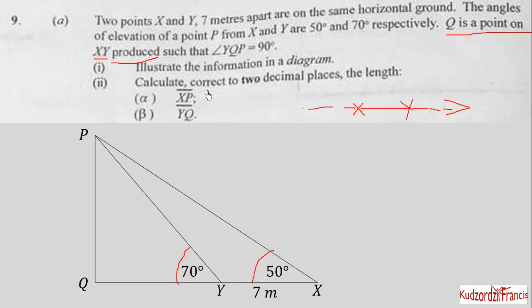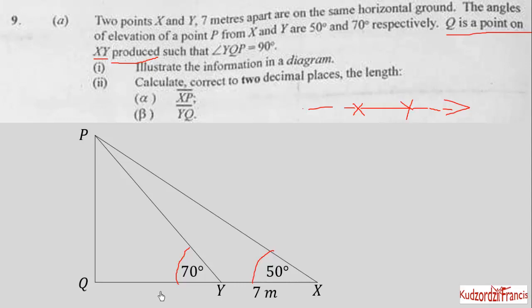Then the second part: calculate correct to 2 decimal places the length XP, then YQ. So let's see. You know, PQ is constant, so we can use it to find this distance, which is the second one, YQ.